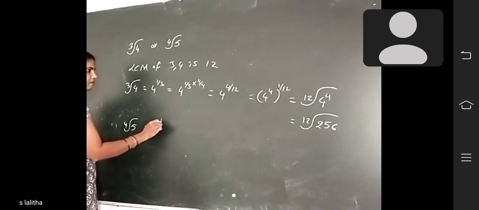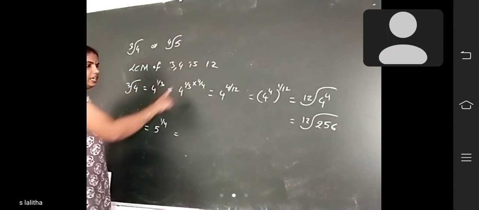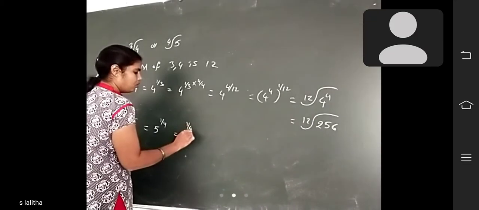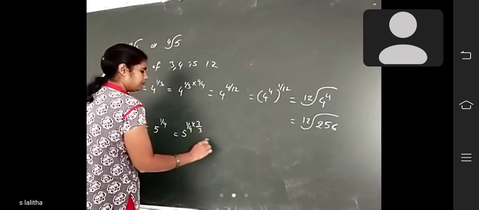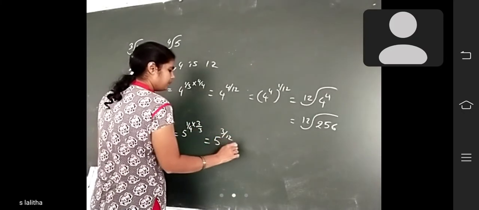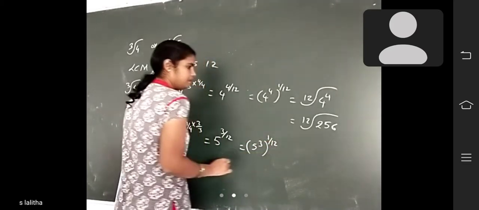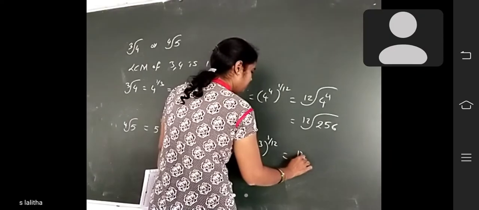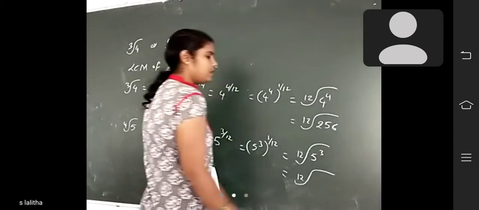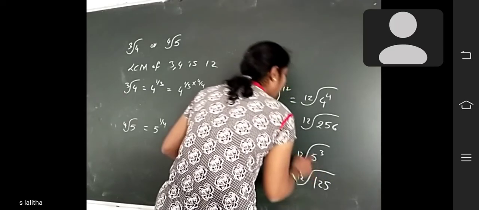Next, the 4th root of 5. How can you write it? 5 power 1 by 4. So here the denominator is 4. Here the LCM is 12. In the 4 table, how many times to get 12? 3 times. So 5 power 1 by 4 into 3 by 3. So 5 power 1 into 3, 4 3s are 12. Then how can you write this one? 5 power 3, whole power 1 by 12. Now write in the surd form: the 12th root of 5 cube. So 5 5s are 25, 25 into 5 how much, ma'am? 125.